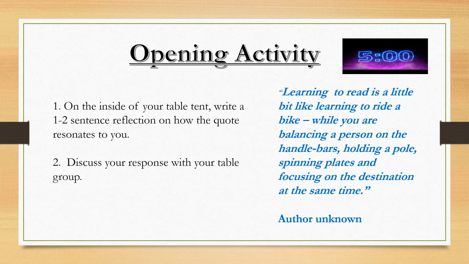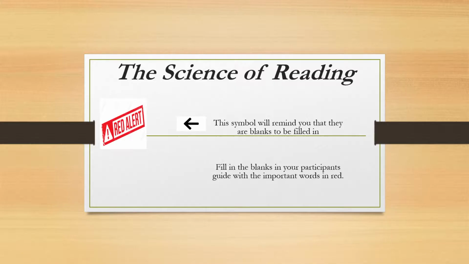Opening activity: you will need your table tent. After reading the quotes on the left side of the screen, you're going to write a 1 to 2 sentence reflection on how the quote resonates with you. After you have completed writing your reflection, you're going to discuss your response with your table group. You have 5 minutes to complete the activity. Begin.